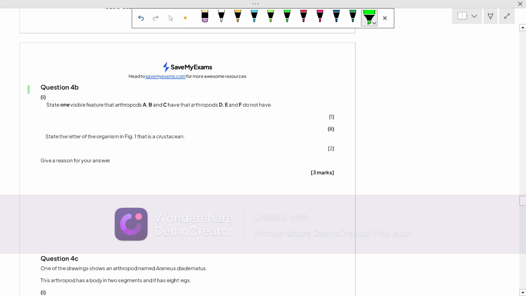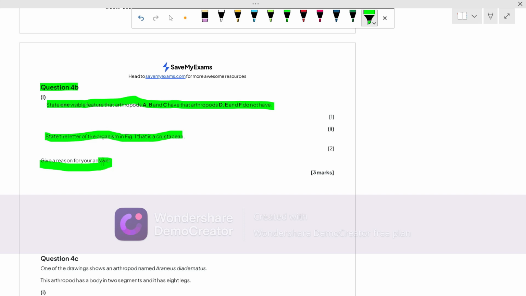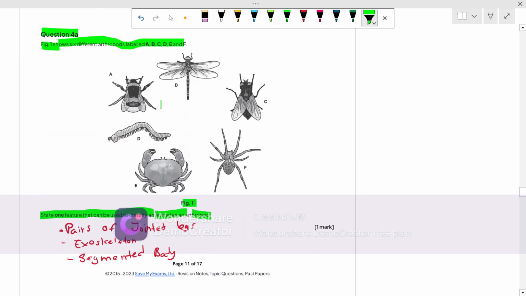Next question. Question 4b. State one visible feature that arthropods A, B, and C have that arthropods D, E, and F do not have. State the letter of the organism in figure 1 that is a crustacean. Give a reason for your answer. Alright, so let's solve the first one first. State one visible feature that arthropods A, B, C have and D, E, F do not have. Return back.